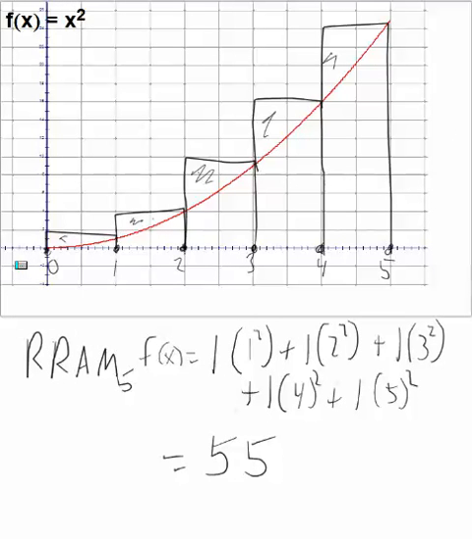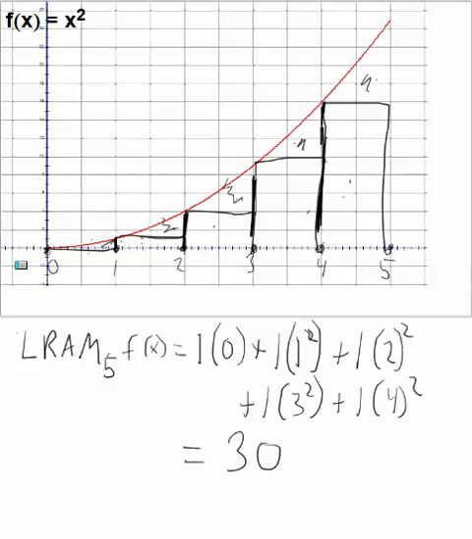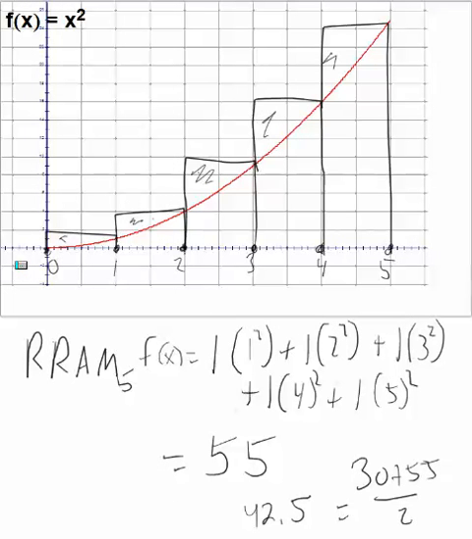And somebody in class had mentioned, well, what if we just take the average of those two? Well, that's not a bad idea. You take the average of 30 and 55, right? 30 plus 55 over 2, and you get what? 42.5, something like that, which is a pretty good approximation. In order to get that 42.5, you'd have to do LRAM and RRAM and then take the average.